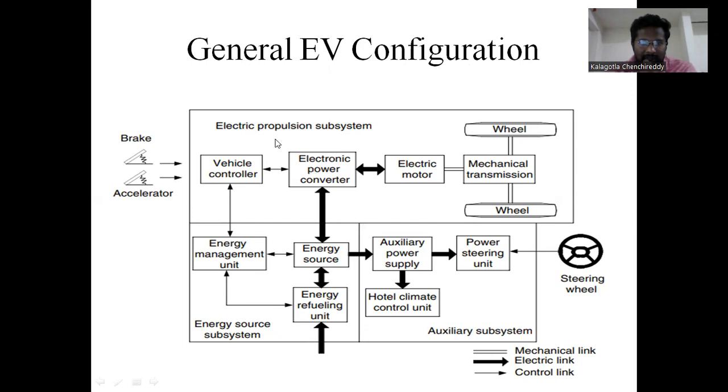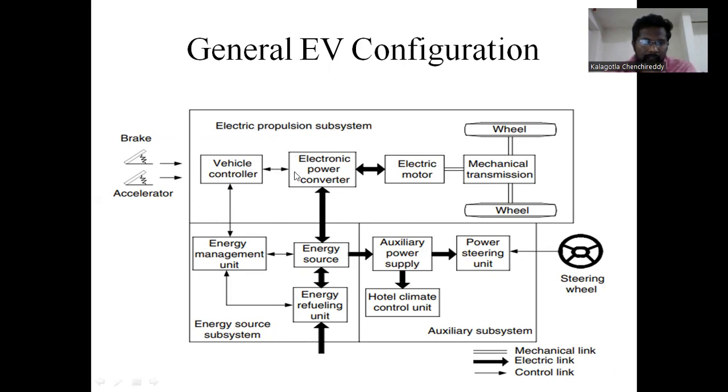In the first subsystem, I will explain what the main components are. In the circuit, there is the vehicle controller, the electronic power converter, the electric motor, and the mechanical transmission and wheels. These are the main components in the electric propulsion system. Propulsion means moving.